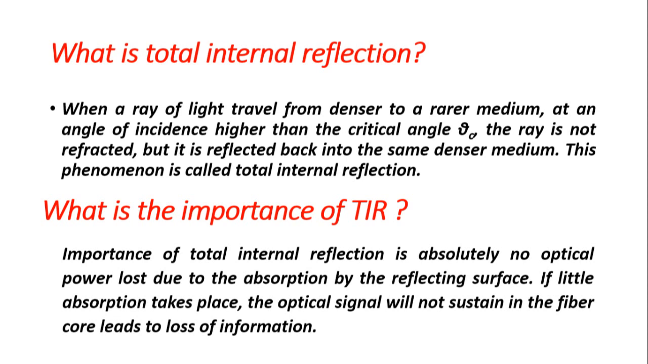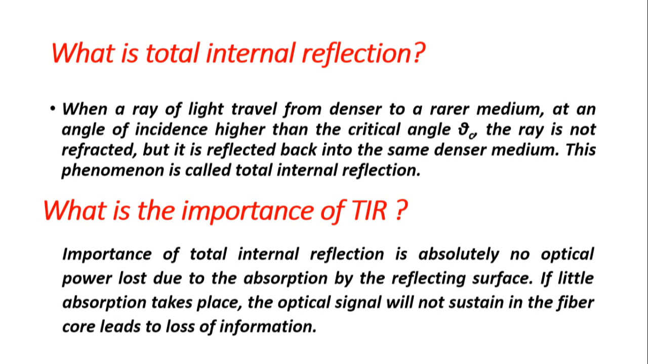So what happens if the reflecting surface absorbs the light? If a little absorption takes place, the optical signal will not sustain in the fiber core, which leads to loss of information. Suppose one reflection absorbs a certain quantity of radiation, then the optical fiber will not be able to carry the light over a long distance, because in the optical fiber plenty of total internal reflections take place throughout the fiber, and the light follows total internal reflection.